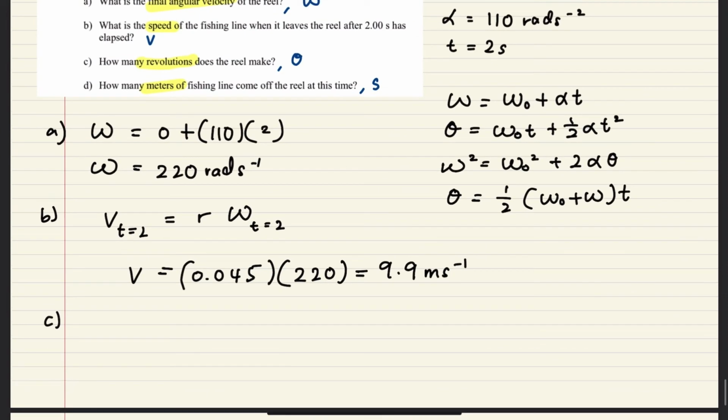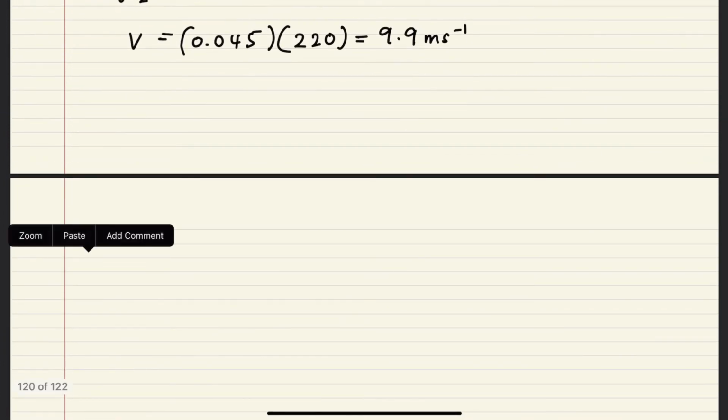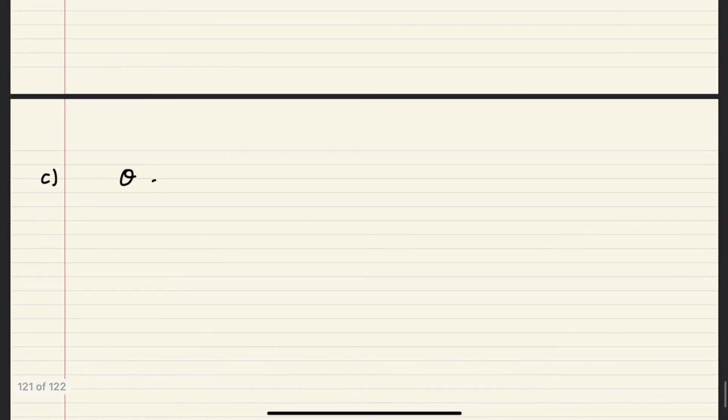So again, refer back to the equations. Which one do you want to use? In terms of theta, you can use the second one. I think I can use the third one as well, but I'm going to use the second one. I'm going to use a new page instead. Okay, theta equals omega naught t, s equals ut plus half alpha t squared.